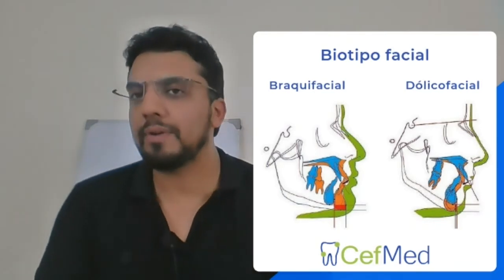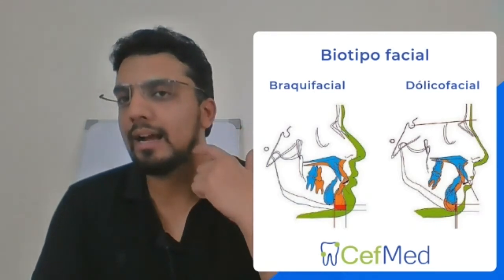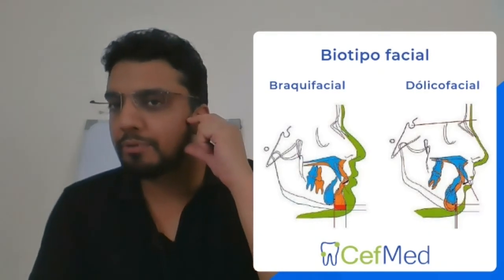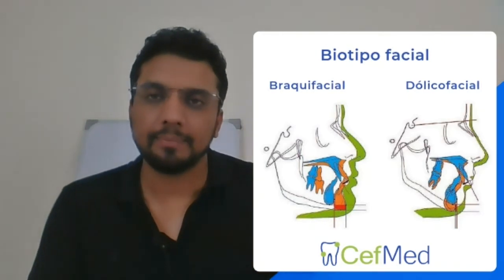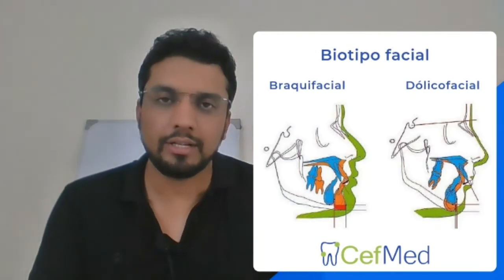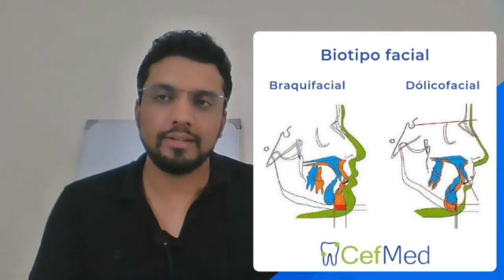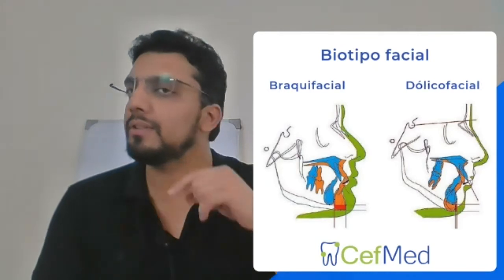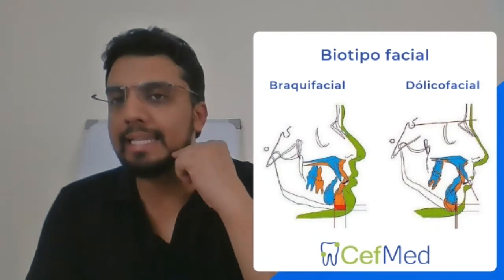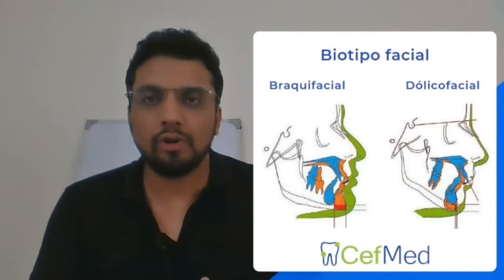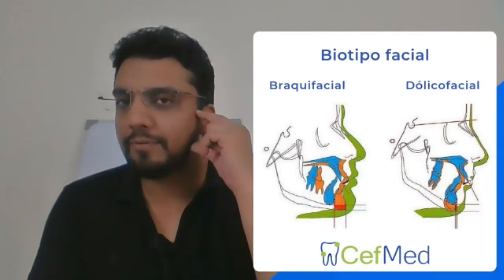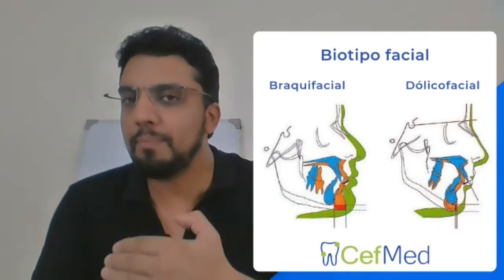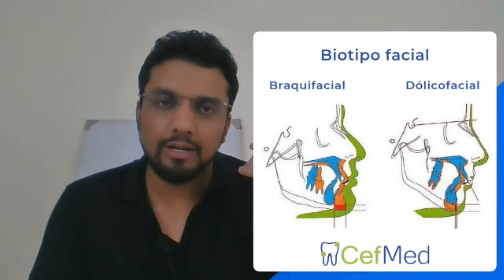In the brachiofacial faces, you would have a flat mandibular plane. Why flat? Because the posterior facial height is greater compared to the anterior facial height. So that is the reason for the low angle in the brachiofacial faces. In the brachiofacial faces, the mandibular plane would be near flat, and in the dolichofacial faces, your posterior facial height would be smaller and your anterior facial height will be longer. So you would have a steep mandibular plane in the dolichofacial faces.